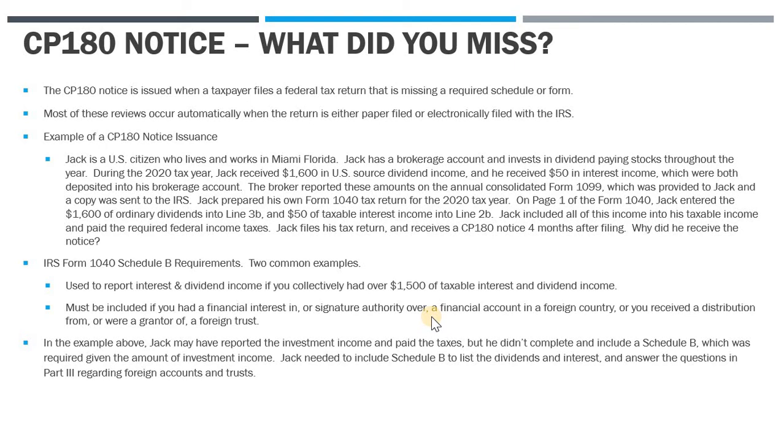The CP180 notice, this is one example. This can happen across a variety of omissions, depending on what form or schedule you're missing. But this is an example where you can actually do what you think is everything right. Jack reported the income, he paid the tax, but nevertheless, the IRS still sent him a notice saying he didn't do everything he was supposed to. So make sure you get all the schedules and forms you need on your returns. That'll help avoid these CP180 notices.